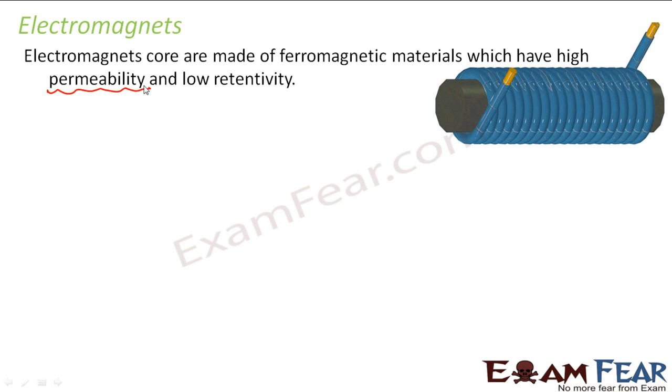But we also want it to get demagnetized quickly. Like that's what I told you, right? The purpose of an electromagnet is that we can insert some material inside the solenoid so that it can act like a switch on and off. You switch it on, it is magnetized. You switch it off, it is demagnetized. That means it has to get magnetized quickly and demagnetized quickly. So to get magnetized quickly, it should have high permeability.